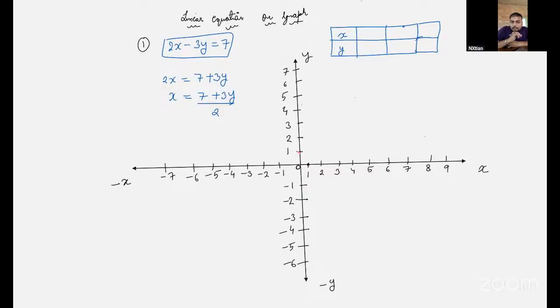Guys, are you with me? Question, please. If you take 2x is equal to 7 plus 3y, and once you get what 2x is equal to, can you just divide that number by 2? Yeah, you can.